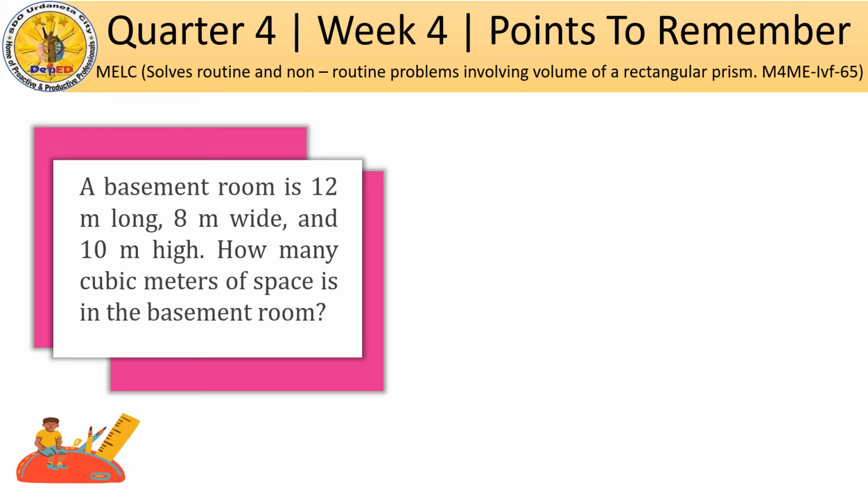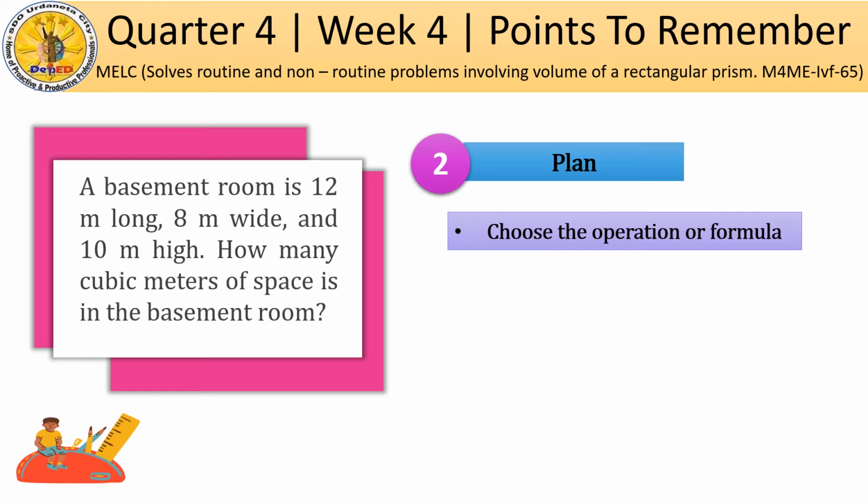After we understand the problem, the next step is we're going to make a plan. So what strategy should be used to solve the problem? Very good. In this problem, we're going to solve for the volume of the basement room. Let's identify first the shape of the basement room. It is said that it is 12 meters long, 8 meters wide, and 10 meters high. Alright, it is a rectangular prism. So what is the formula in solving the rectangular prism? Yes, you are correct. So volume is equal to length times width times height.